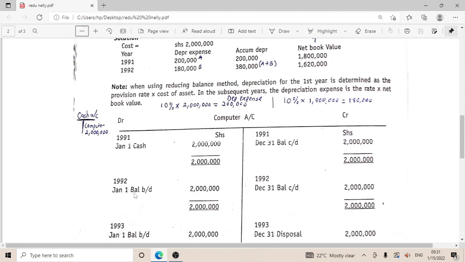So January 1st 1992, you're going to have a balance brought down of 2 million from 1991. You just cross over and bring it to this side. So this is going to be 2 million, and after recording this, on 31st December of 1992 we are going to have a balance carried down of the 2 million, which I've recorded here.